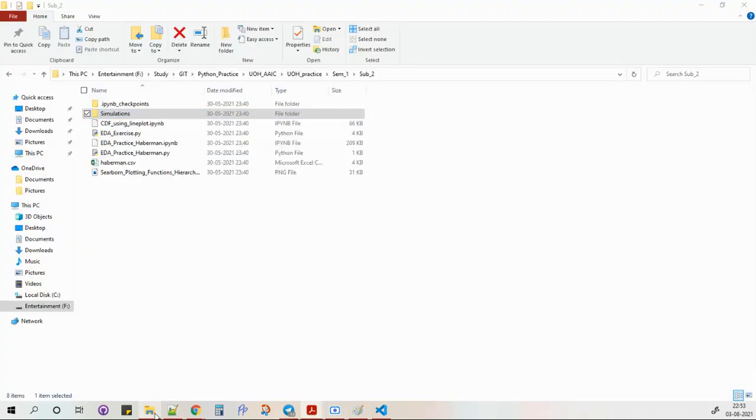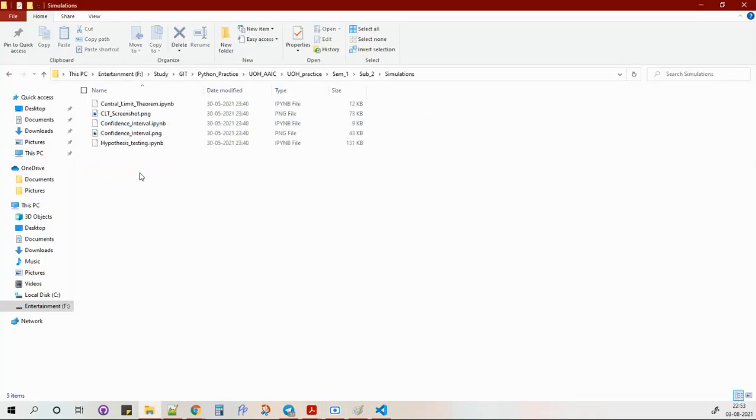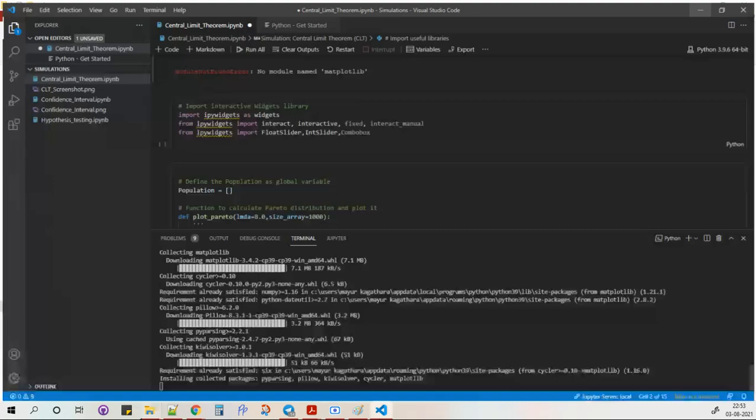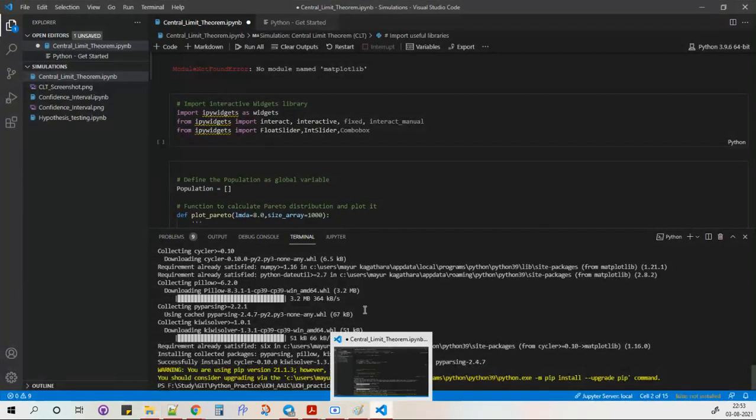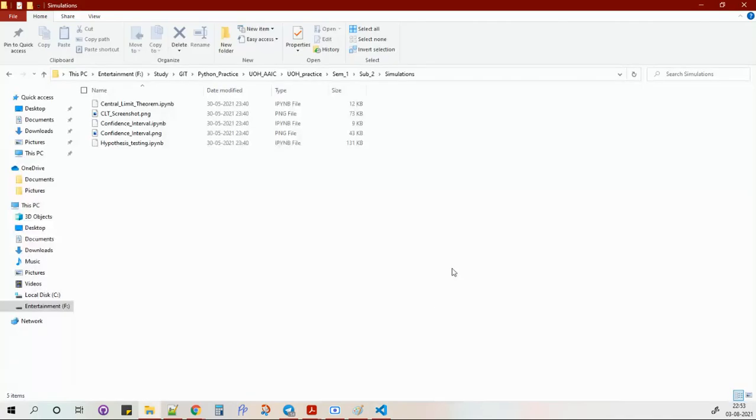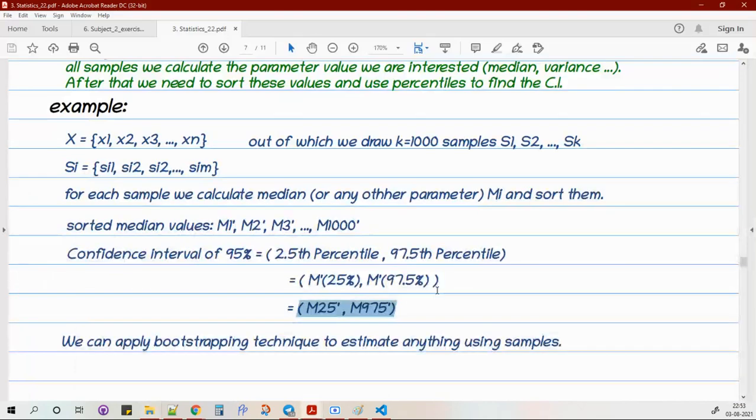I have that simulation for the confidence interval also, but it won't run on this PC because I am missing so many libraries. I will try to run it on Colab if you're interested at the end of the session.